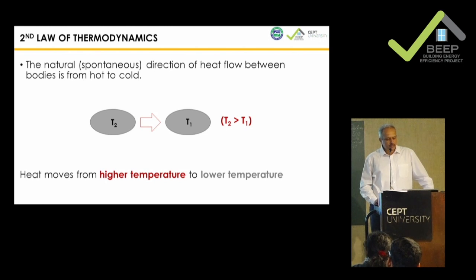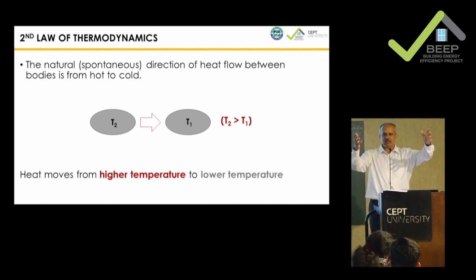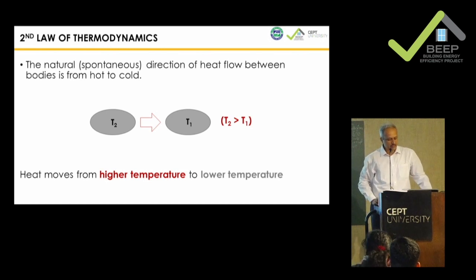The second law is that the spontaneous direction of heat flow between two bodies would be from hot to cold. The more the difference, the more the flow. The less the difference, the less the flow. It's very similar to our water tanks. If you leave the water tanks on their own, if water has to flow, obviously it will flow very quickly and then slowly it will come to rest. So basically heat moves from higher temperature to lower temperature.